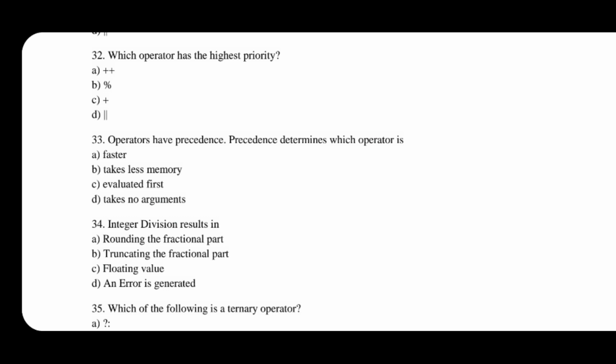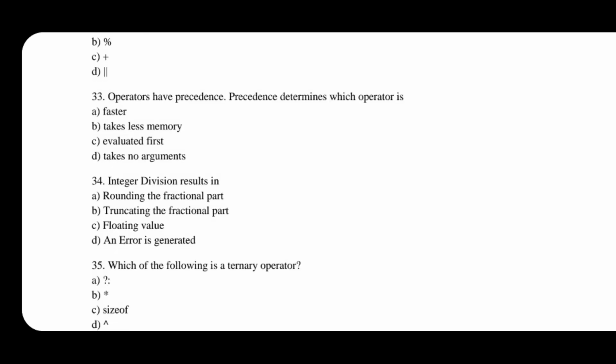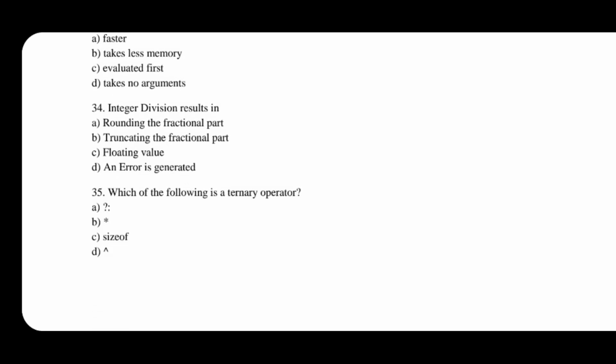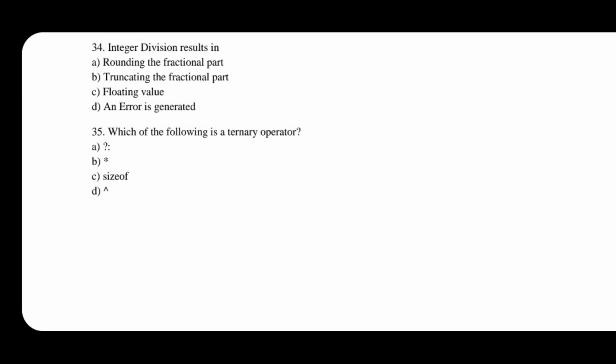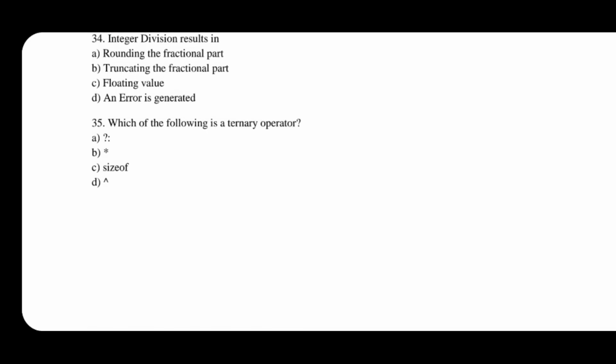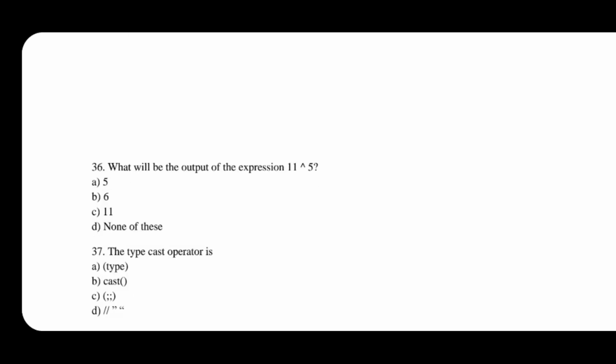Then question number 34. Integer division result is truncating the fractional part. Option number B. Then question number 35. Which of the following is the ternary operator? So now here, question mark colon is the ternary operator. It means option number 1. What will be the output of the expression 11 raised to 5? So option number D is the answer, none of these.